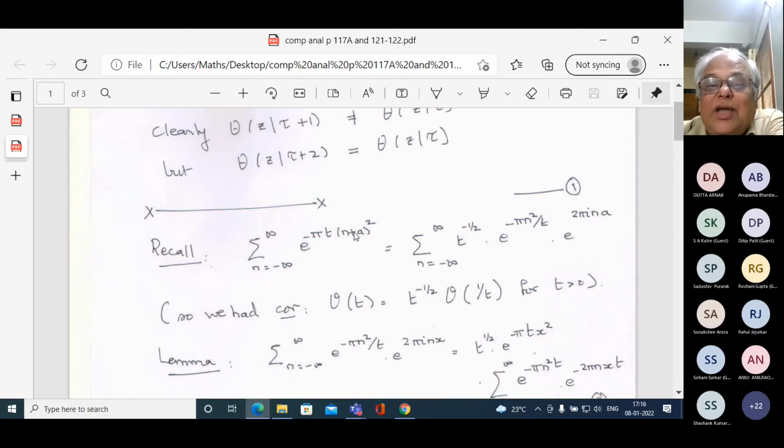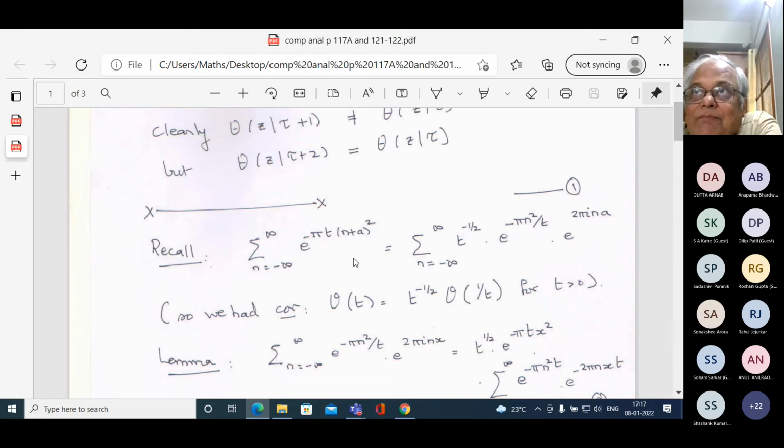So recall that we had proved this result, that the sum of e raised to minus pi t (n plus a) squared is equal to t to the minus 1/2 times the corresponding sum in the dual variable. Where did we get this from? Just to remind you, we got this from the fact that the Fourier transform of e to the minus pi x squared is itself: e to the minus pi xi squared. So the Fourier transform of e to the minus pi x squared is itself.